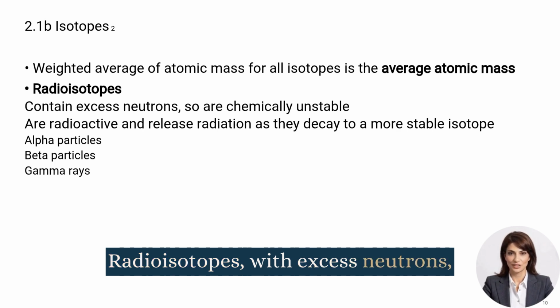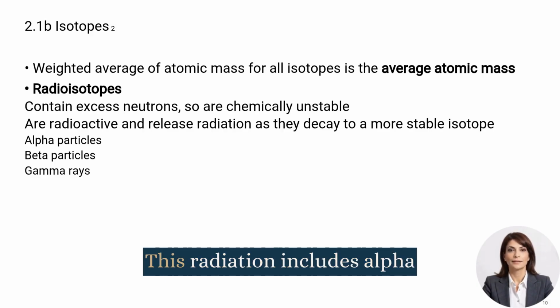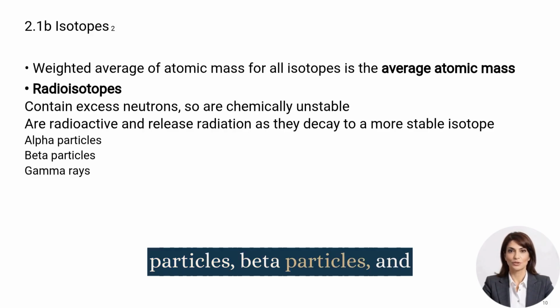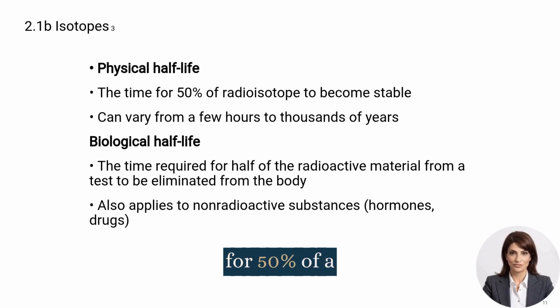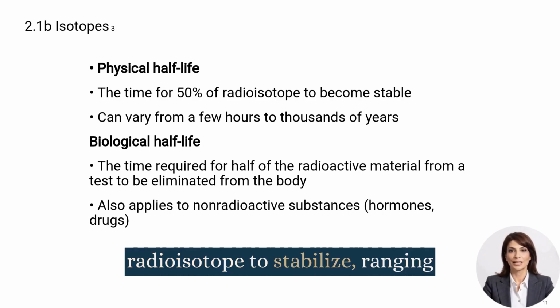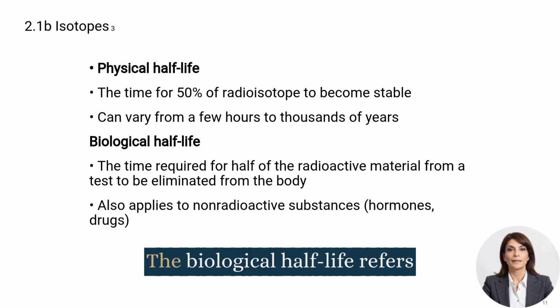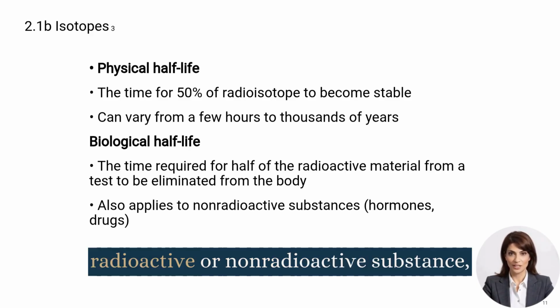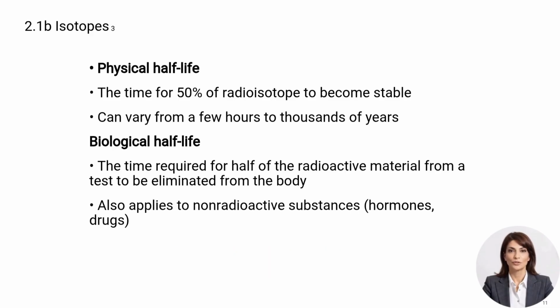Radioisotopes with excess neutrons are unstable and release radiation as they decay. This radiation includes alpha particles, beta particles, and gamma rays. The physical half-life is the time it takes for 50% of a radioisotope to stabilize, ranging from hours to millennia. The biological half-life refers to the time needed for half of a radioactive or non-radioactive substance, like hormones or drugs, to be eliminated from the body.